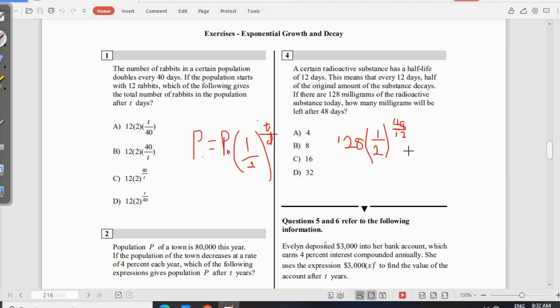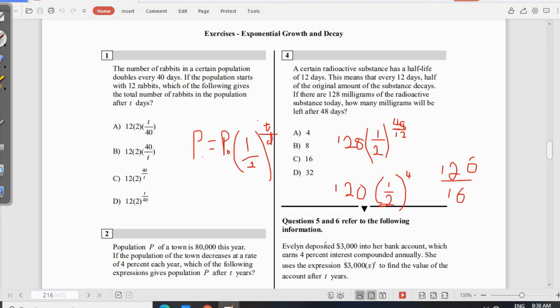So 48 divided by 12 is 4. And that's 1/2 raised to power 4. 1/2 raised to power 4, this is 2 raised to power 4, which is 16. So you're having 120 divided by 16. Let's check that up.